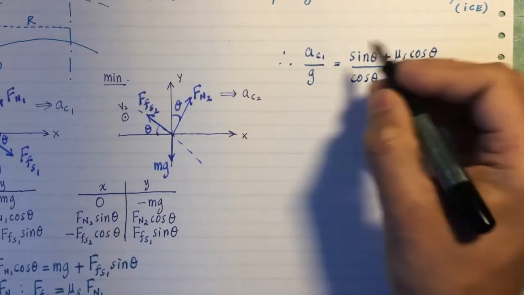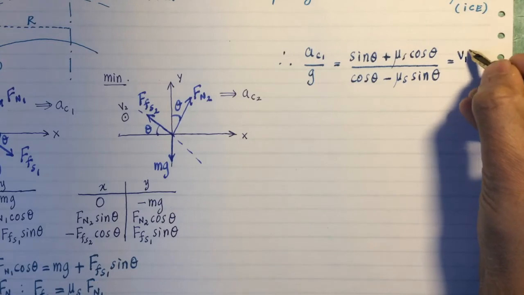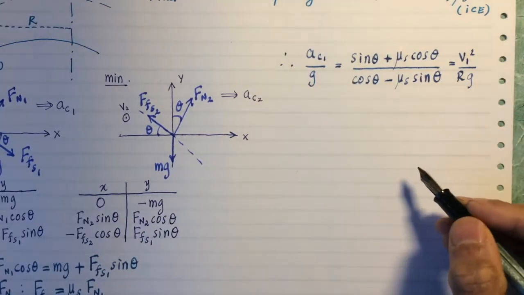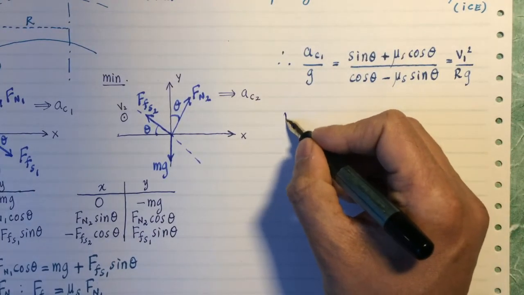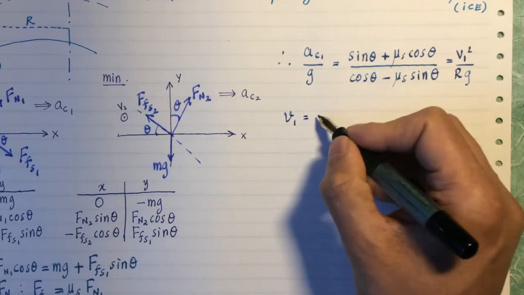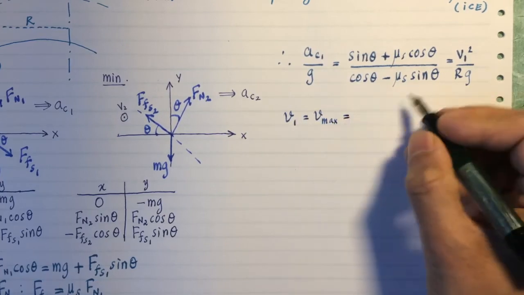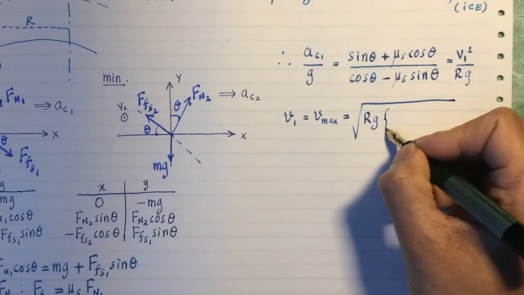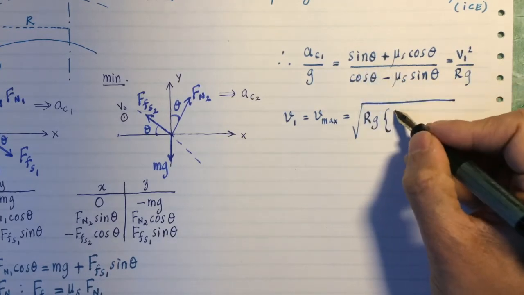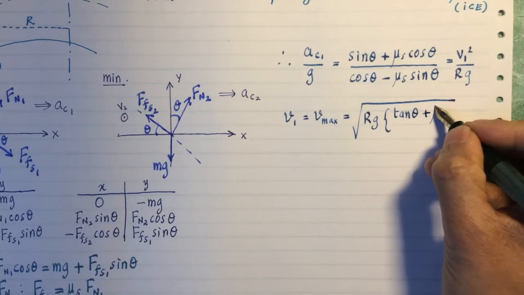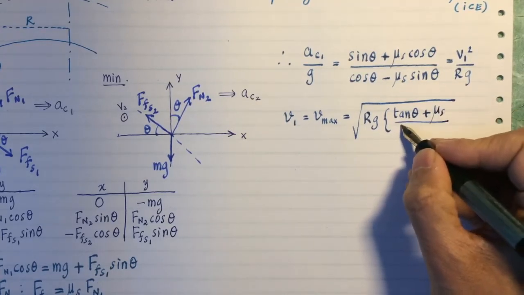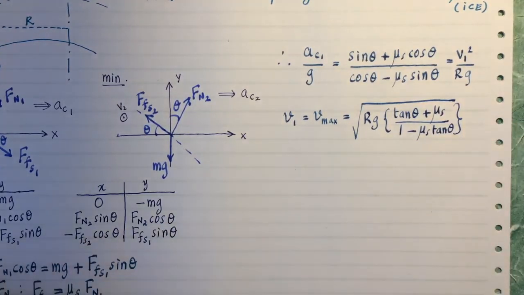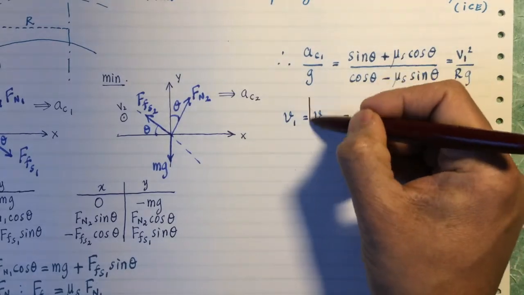Now, the acceleration is also equal to the velocity squared divided by the radius. So this is going to give me v1 squared over rg. That's what AC1 over g is. So I can immediately solve for v1. v1, which is the maximum velocity v max, is simply going to be the square root of rg times, I'm also going to divide by cosine theta, so I get tan theta plus mu_s divided by 1 minus mu_s tan theta. Beautiful looking expression for the maximum speed.